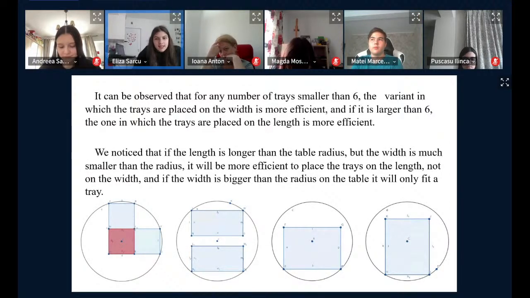We noticed that what could be more fascinating than finding something interesting in a math problem without being asked to? Well, we discovered something like that. Moreover, there are some exceptions to the basic rule that we announced before. We noticed that if the length is longer than the table radius, but the width is much smaller than the radius, it will be more efficient to place the trays on the length, not on the width. And if the width is bigger than the radius of the table, only one tray will fit on the table.